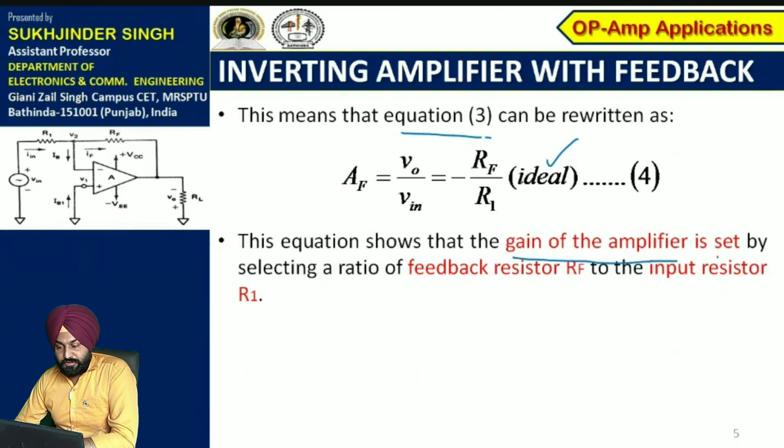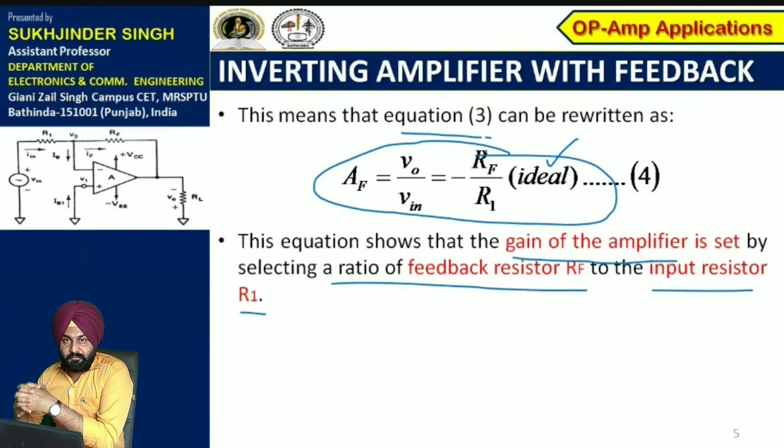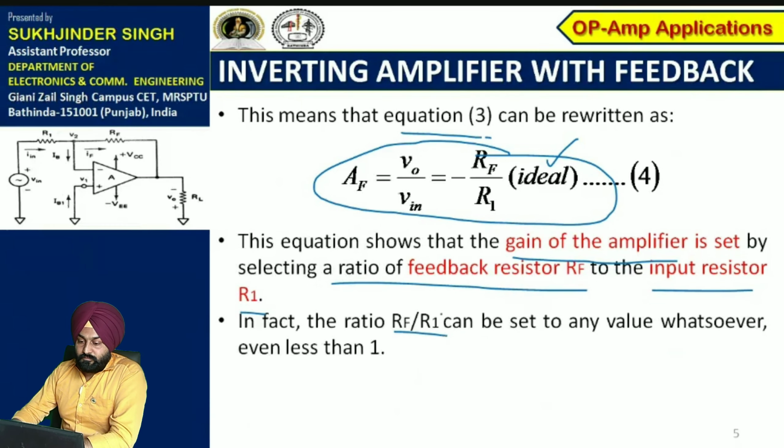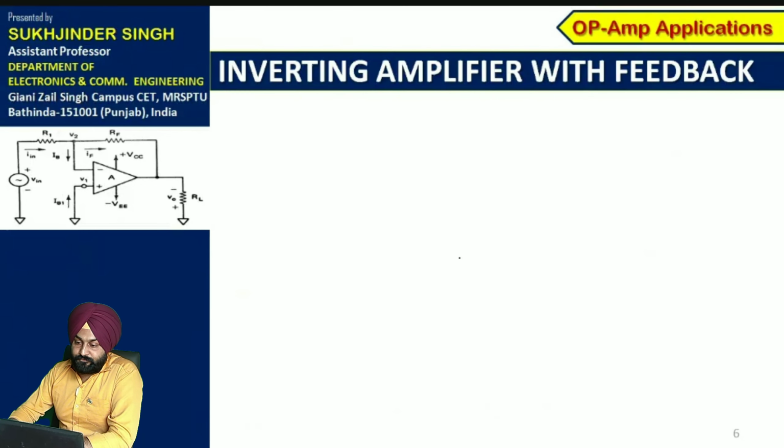This equation shows the gain of the amplifier is set by selecting the ratio of feedback resistor RF and input resistor R1. So you can say in this case the gain can be controlled by varying the values of feedback resistance RF and R1. So the ratio can be set to any value, even less than 1.